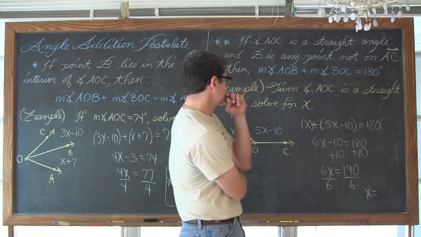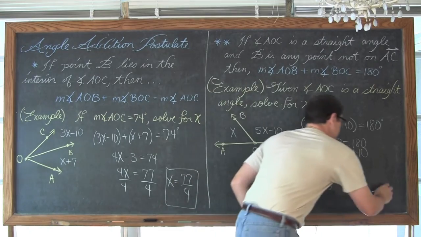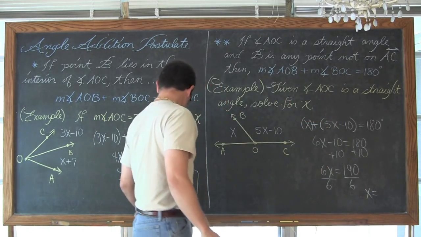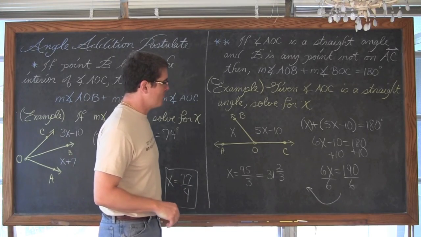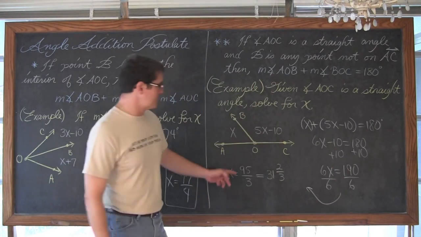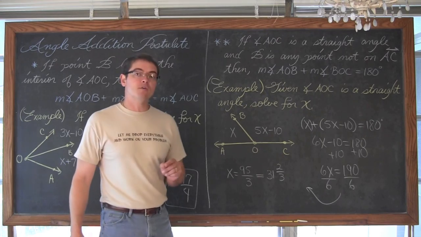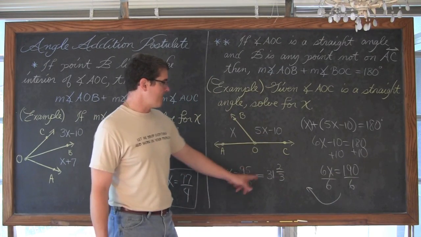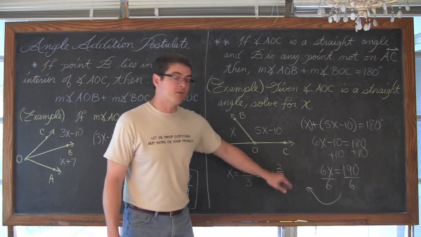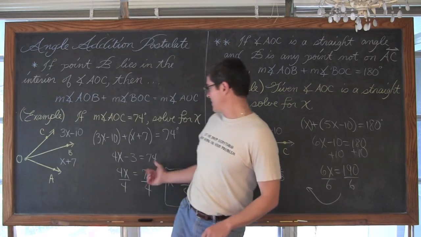Wait a minute. No, this can't be right. Found a little mistake in my notes there. Okay, so we got to 190 over 6. That reduces to 95 over 3. These both have a divisor of 2. And then if you want to make that improper fraction into a mixed fraction, I think I called it a compound fraction over here, so about that.